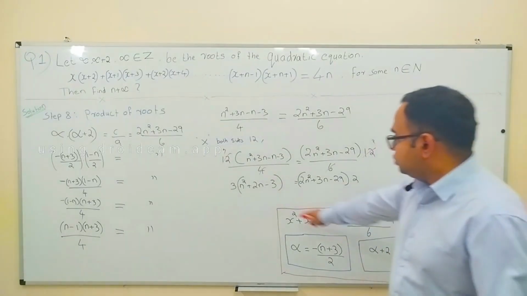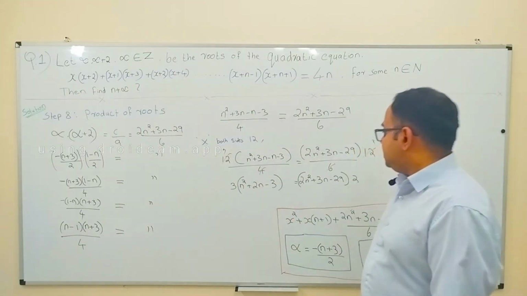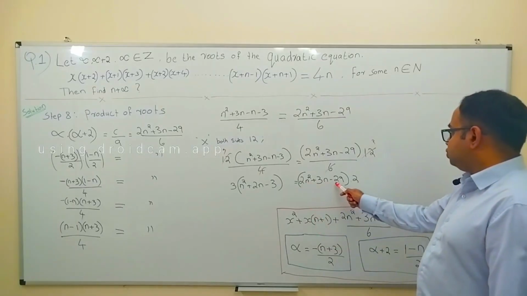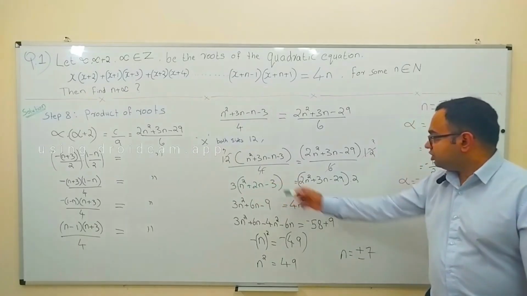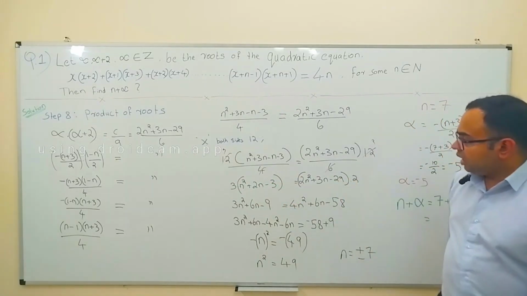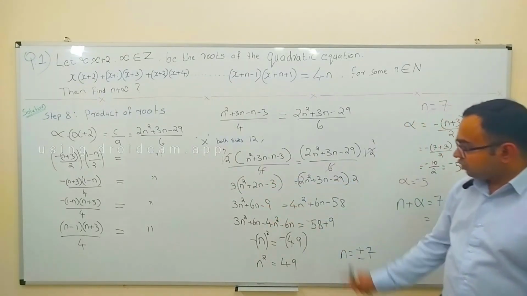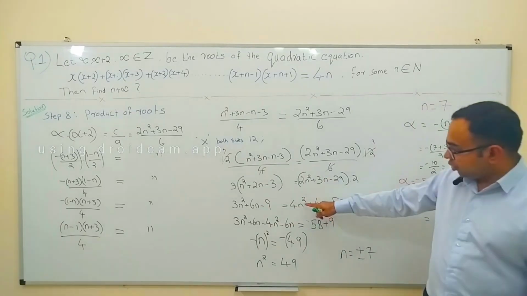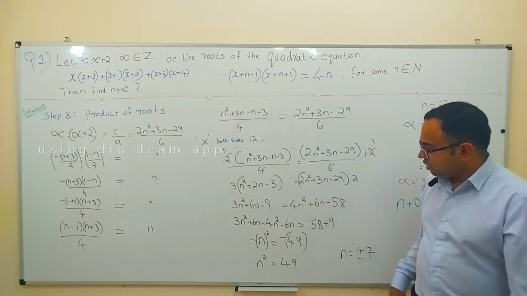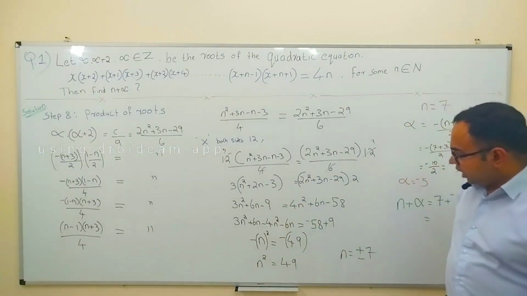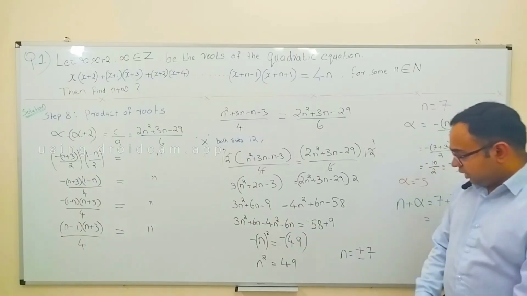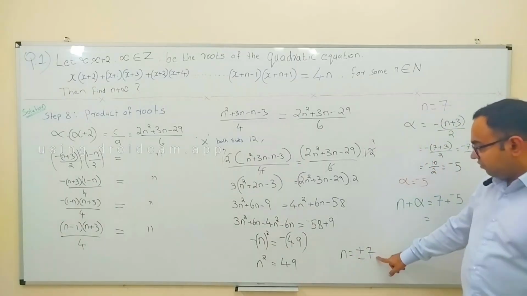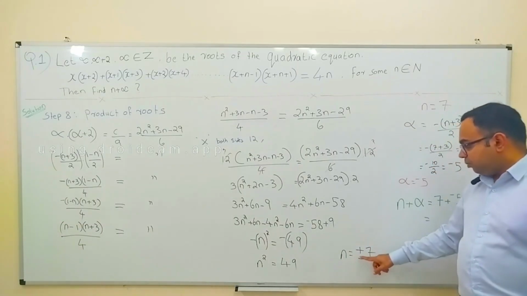So 3 times (n square plus 2n minus 3) is equal to 2 times (2n square plus 3n minus 29). Now open the bracket by multiplying 3 into each term and 2 into each term, and we get 3n square plus 6n minus 9 on the left hand side, and 4n square plus 6n minus 58 on the right hand side. Doing some algebraic techniques, we find minus n square is equal to minus 49, so the n value is plus or minus 7.